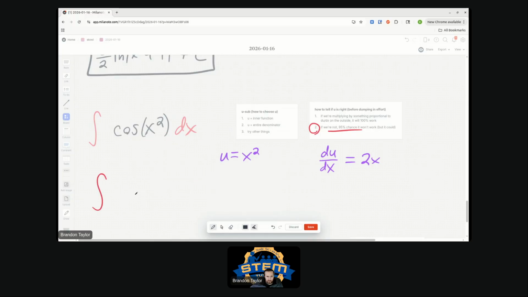So let's watch what happens, just so you can see what it looks like to hit a dead end, so you're aware of it. Cosine of u, and then dx, again, dx is du over 2x, so du over 2x.